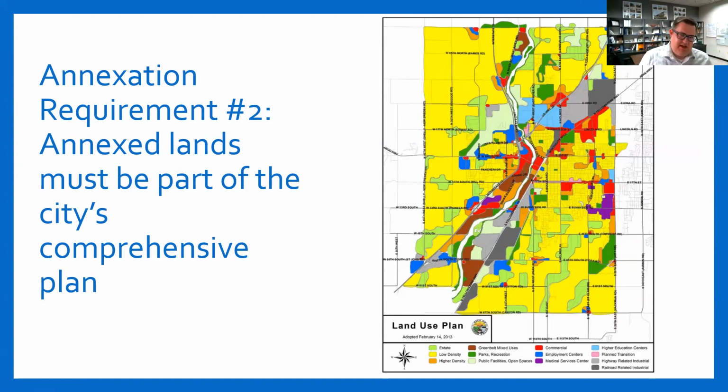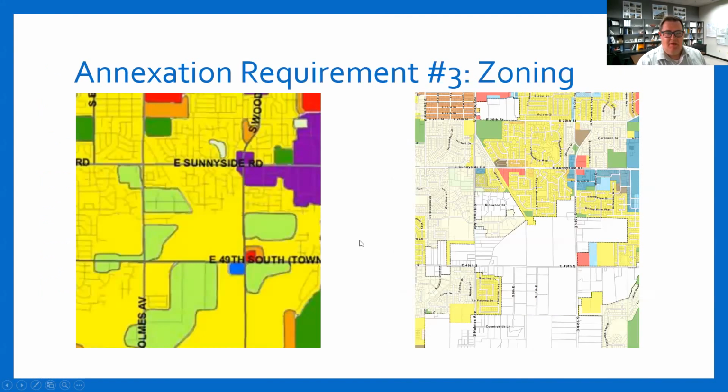So this, again, keeps coming back to the idea of orderly growth, that cities really have to think about where they can and wish to grow in order to annex land. So it has to be part of that plan. The third requirement that's universal is that after annexation, immediately after annexation, a city has to assign a zone.